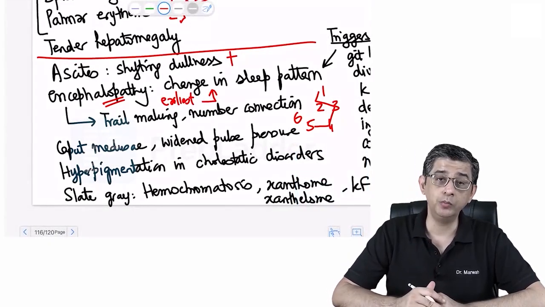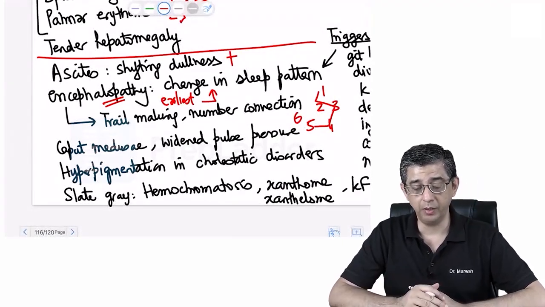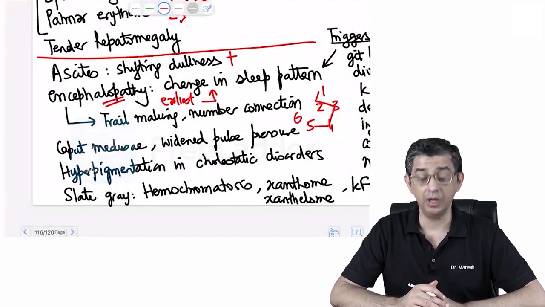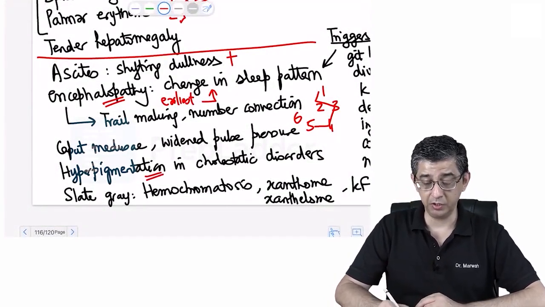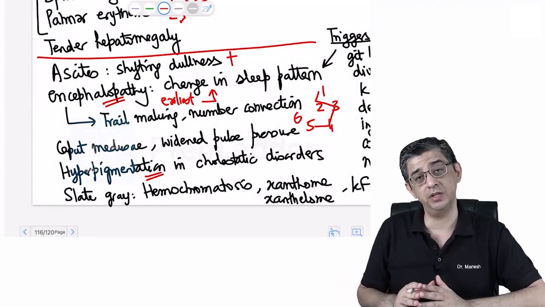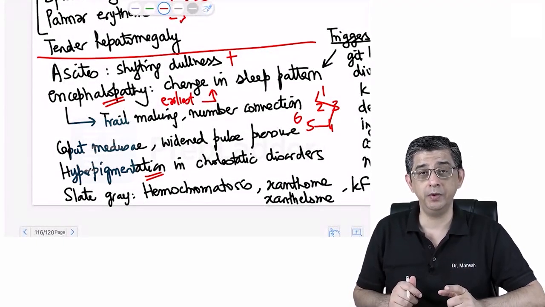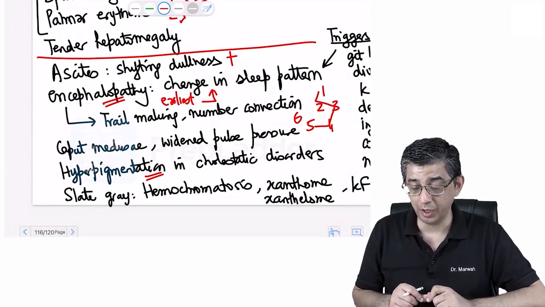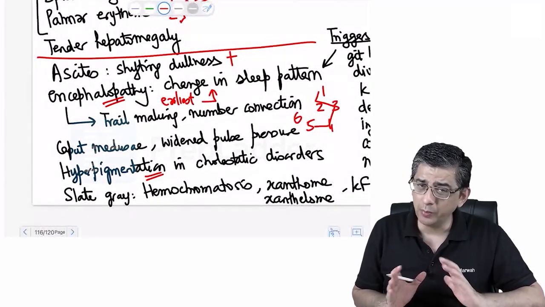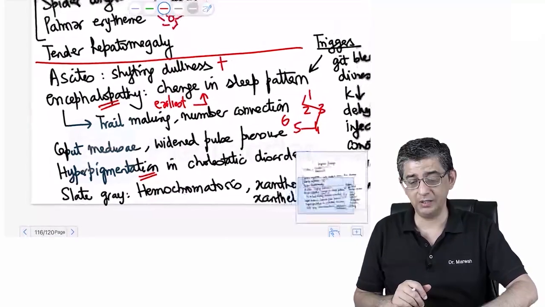Then you would be having caput medusae, which will be found around the umbilicus, and the blood flow will be away from the umbilicus. There would be widened pulse pressure, hyperpigmentation and lichenification, because pruritus is a big-time problem in patients with cholestatic jaundice. Though if he specifically mentions slate gray hyperpigmentation, then you have to take hemochromatosis into consideration as well. And the lipid profile is mostly deranged in most patients of liver damage, so xanthomas and xanthelasmas.